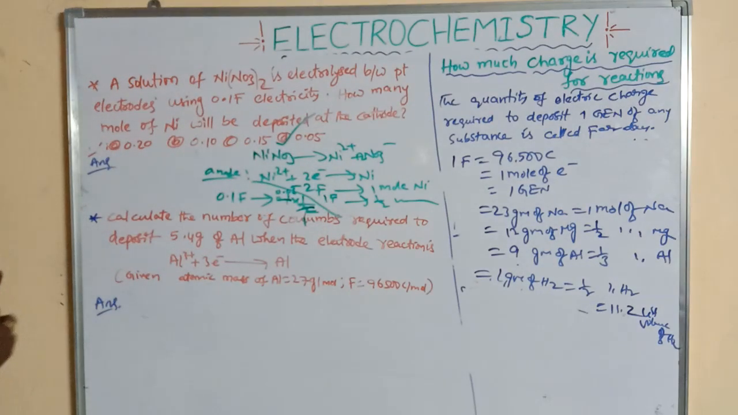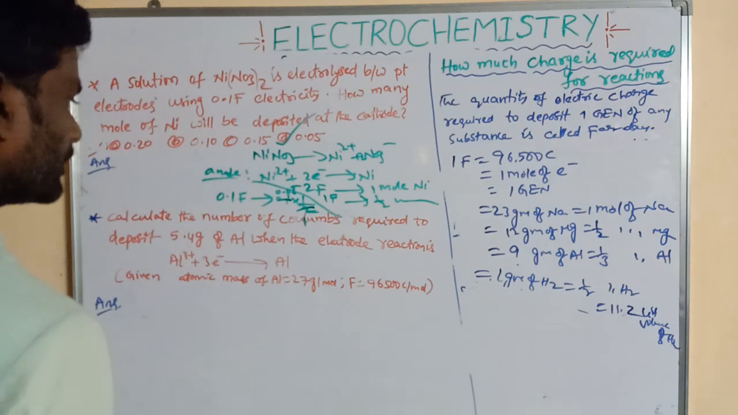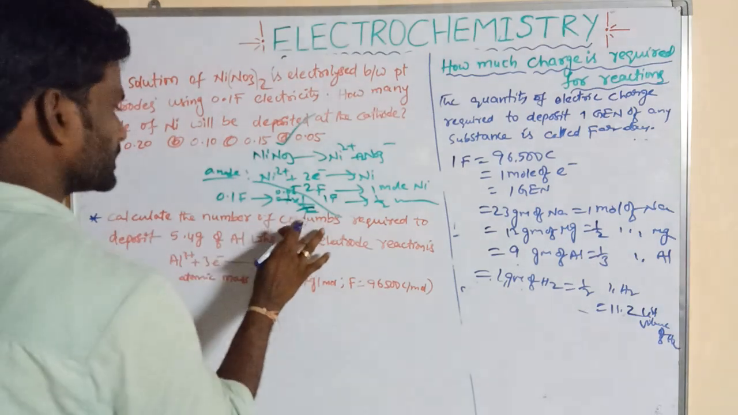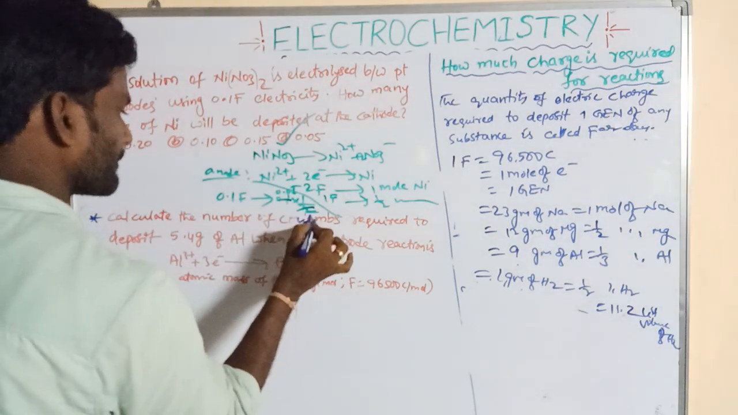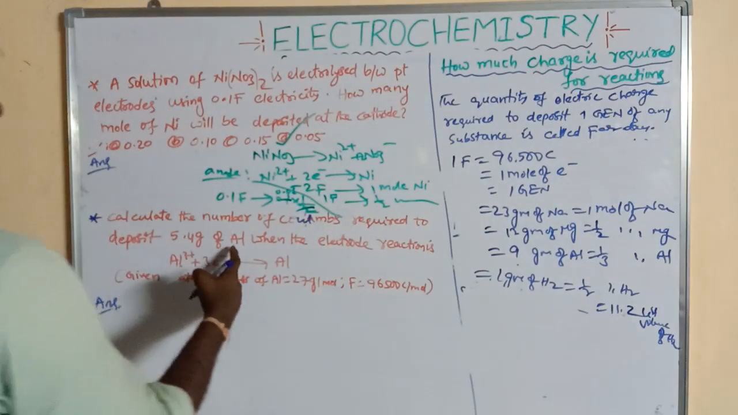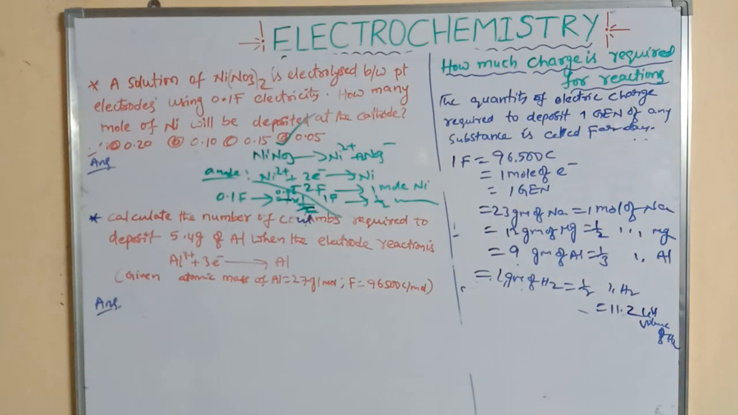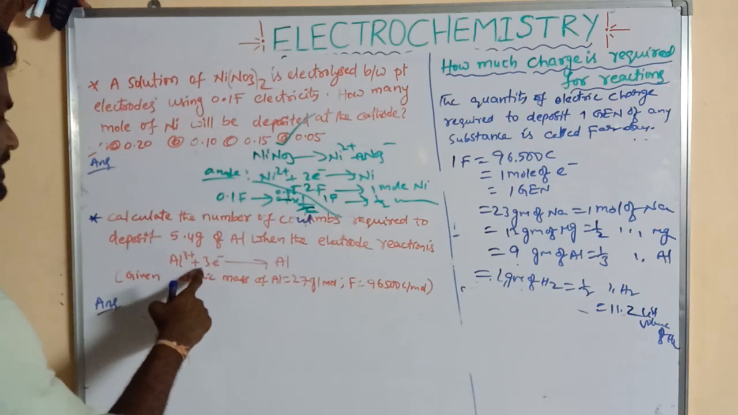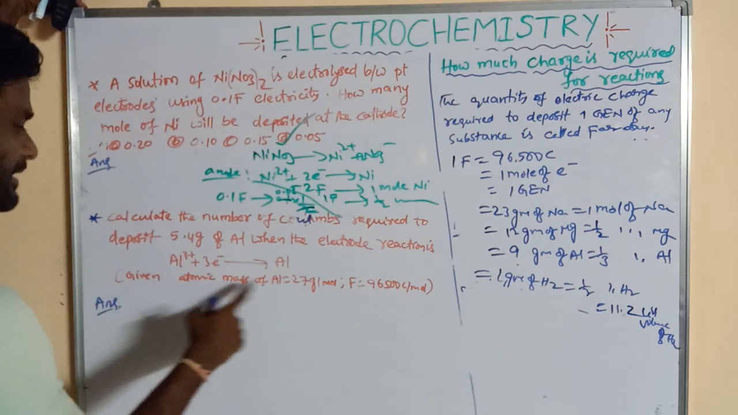Next, going to another sum. Calculate the number of coulombs required to deposit 5.4 gram of Al when the electrode reaction is Al3+, this reaction given.